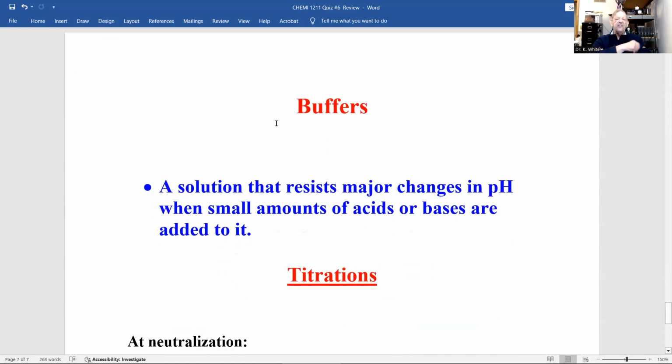All right, here's something else important, a buffer solution. A buffer solution is a solution that resists major changes in pH when small amounts of acids or bases are added to it. So if I have a buffer solution, I put a small amount of acid, pH doesn't change. If I put a small amount of weak base in there, guess what? The pH doesn't change. Now, before we move on, because I forgot to do it, let's look at two pH problems.